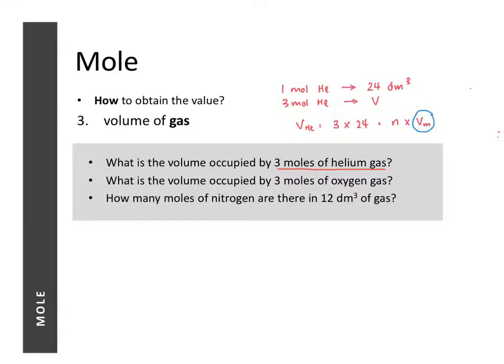So let's move on to the second question. What is the volume occupied by 3 moles of oxygen gas? You may be wondering, is there any difference? Now we were looking at helium versus oxygen. So let's ignore the helium first and look at oxygen. If I have 1 mole of oxygen gas, by Avogadro's law, it will occupy 24 dm cube. So if I have 3 moles of oxygen, what volume will it occupy?